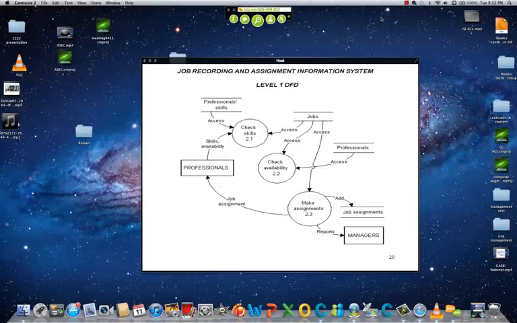So you have three processes, right? And you have those data, right? Again, those arrows basically show you the flow of information. So here you access the table. Here professionals share their skills and availability. Here you access what current jobs. Here you access information about current professionals, right? So all those arrows, again, data flow. So that's why they are called DFDs, data flow diagrams.